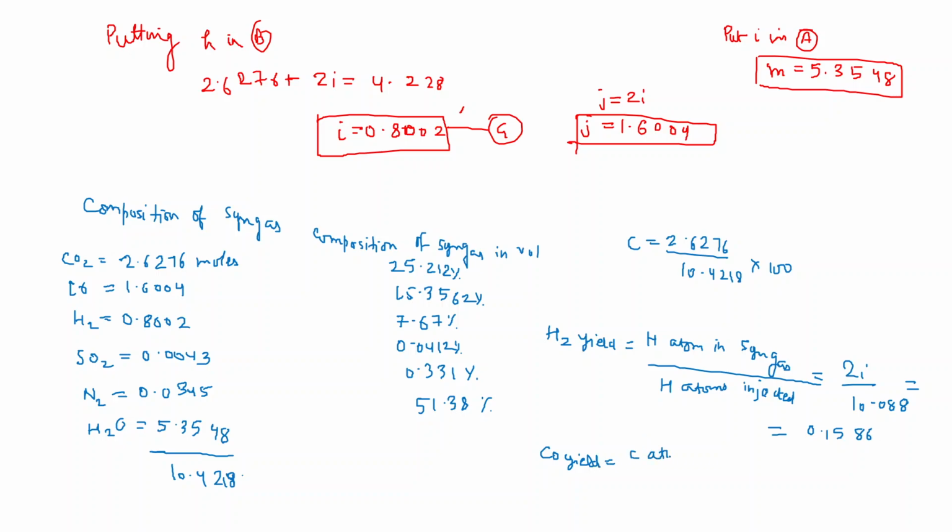And CO yield is C atoms in syngas upon C atoms injected. It is 1.6004, which is the J value, upon 4.228, which is given in the formula. So the answer is 0.3785. So this is the question done.